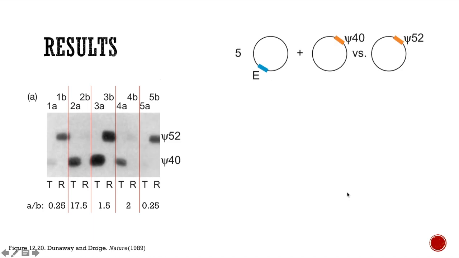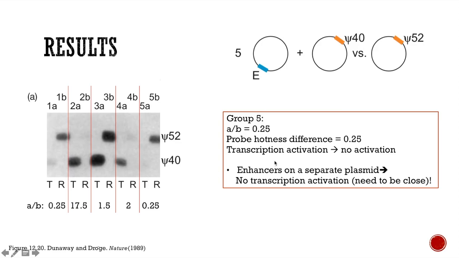Before we dive into conclusion, let's take a look at the other two groups of experiments and exclude some other possibilities. To exclude the possibility that enhancers can work on a separate plasmid that's not physically linked to the plasmid with the promoter, in group 5, they injected plasmids with the enhancer only, plasmids with Cy40 with the mini-gene only, and the Cy52. We found that the transcription ratio of lane 5A over 5B is the same as 1A over 1B. This means that if the enhancers and the promoters are on separate plasmids, the enhancers cannot activate transcription.